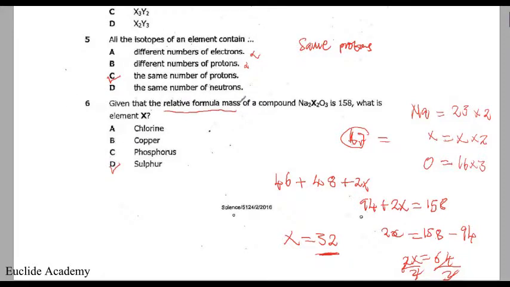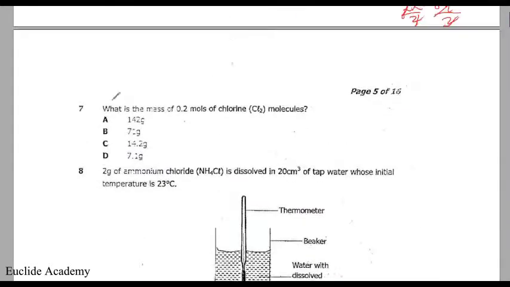Okay, so that's what we have here. So just to recap again, the relative formula mass of a compound is 158, meaning you have to find each relative atomic mass by using the periodic table, and then make X, equate everything to 158, and then solve for X. Then X gives you the relative atomic mass for the element you're looking for. Check on the periodic table, sulfur.